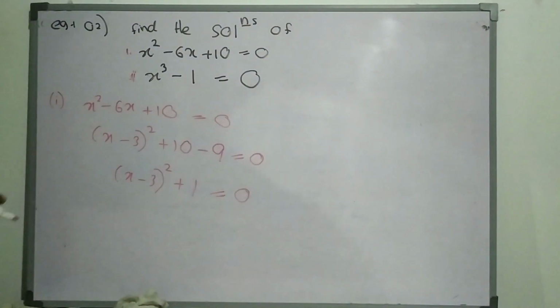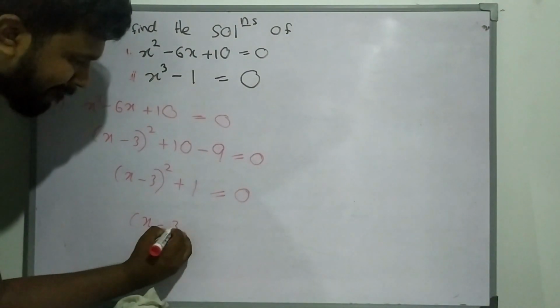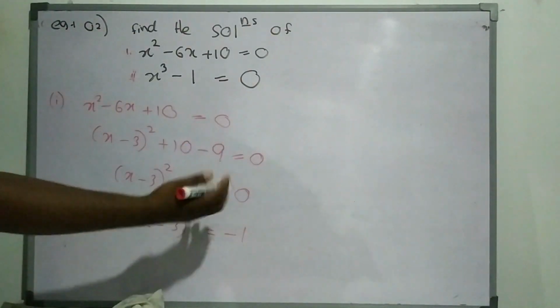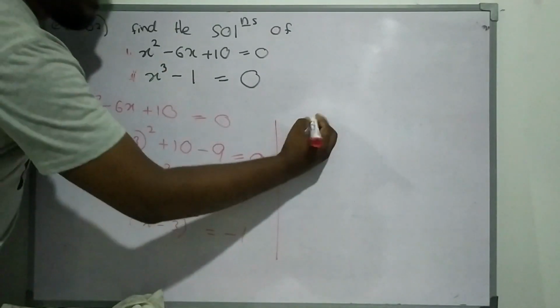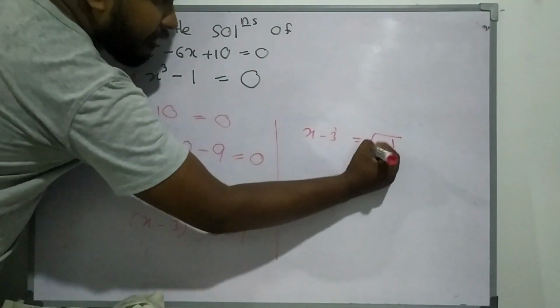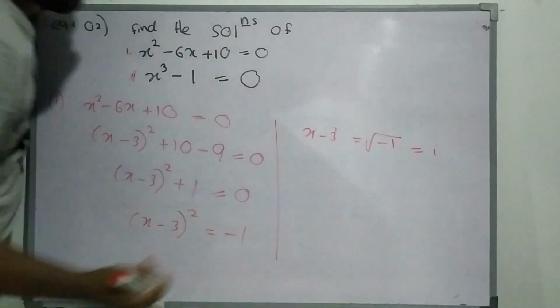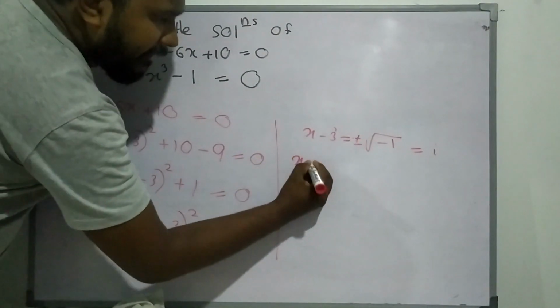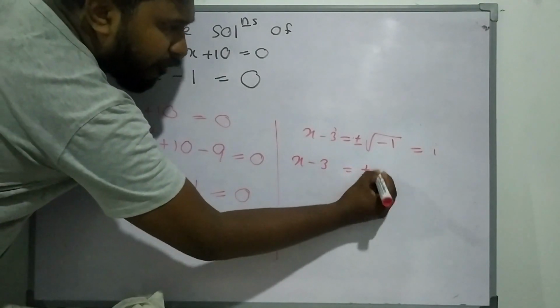So (x minus 3) squared equals minus 1. The square root of minus 1 is directly i, but here we have a plus or minus sign. x minus 3 equals plus or minus i.